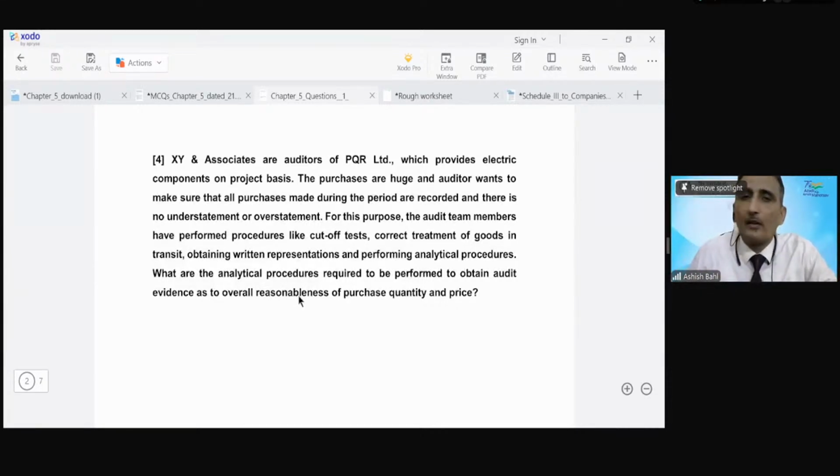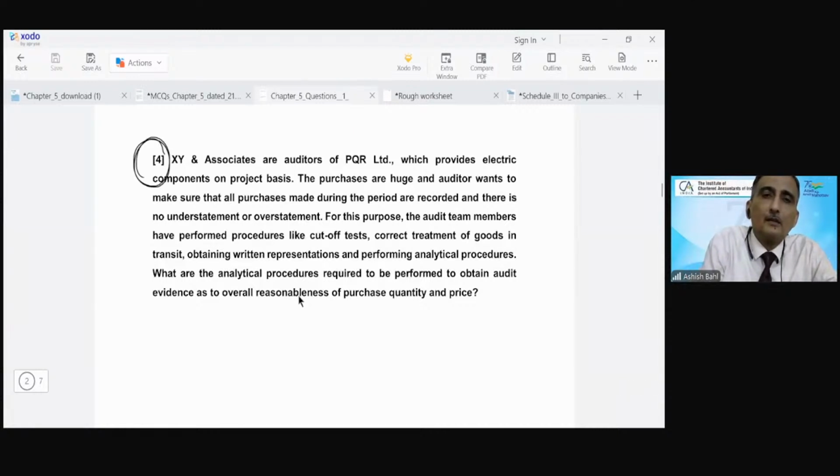So see question number 4. First of all, you read the question. Now this question has been taken from a previous year paper. XY and Associates are auditors of PQR Limited, which provides electric components on project basis. The purchases are huge, and the auditor wants to make sure that all purchases made during the period are recorded and there is no understatement or overstatement.